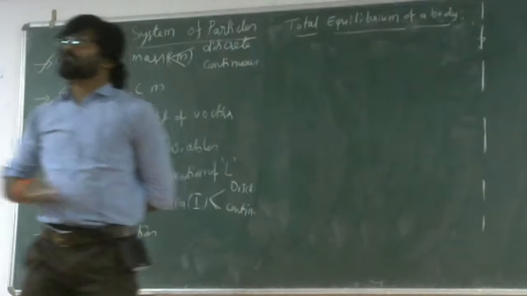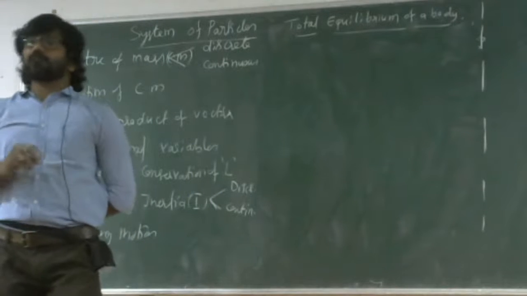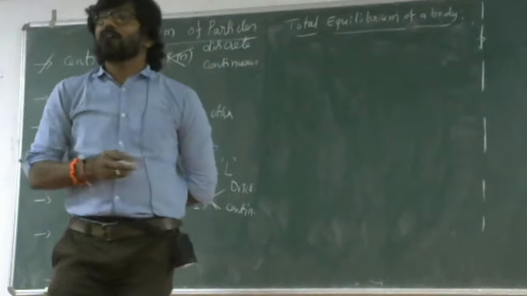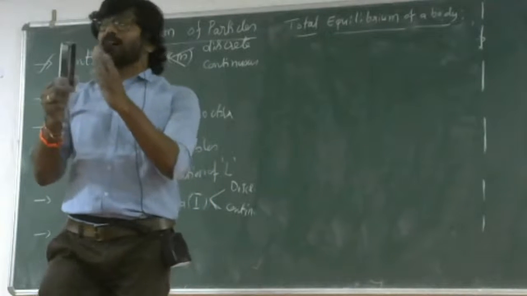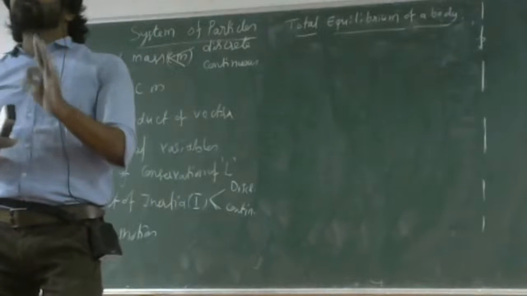When a body is said to be in total equilibrium? When the body is in both translational equilibrium and rotational equilibrium, then it is said to be in total equilibrium.